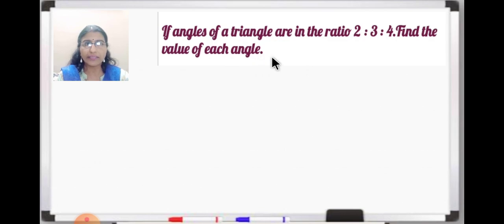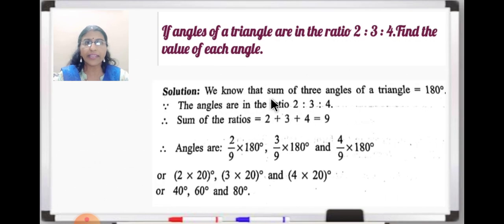So what here is given? Here you got the ratio of 3 angles of a triangle and you have to find out the value of each angle. Now how to solve it? This is the way we are going to solve. We know that sum of the 3 angles of a triangle is equal to 180 degree. And then what we will do? We are going to write this ratio which is given in the question. So the angles are in the ratio of 2:3:4.